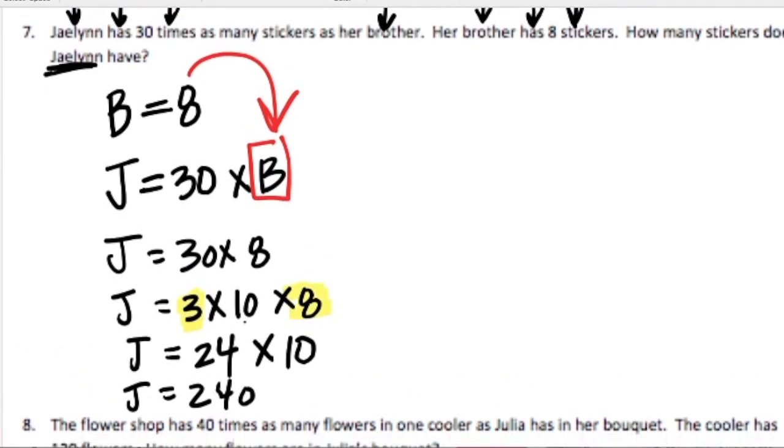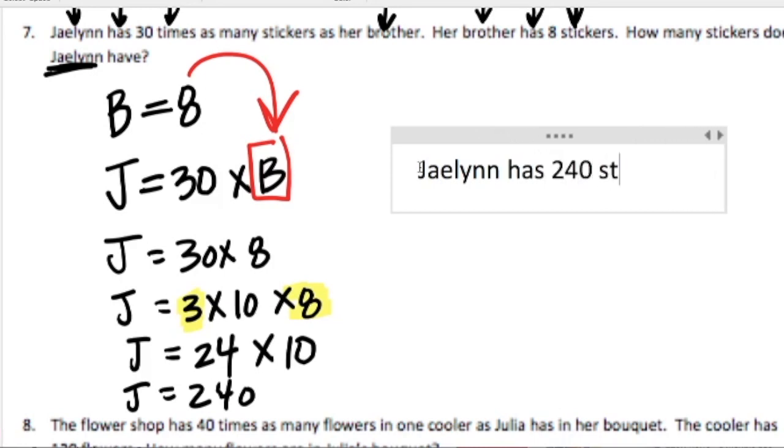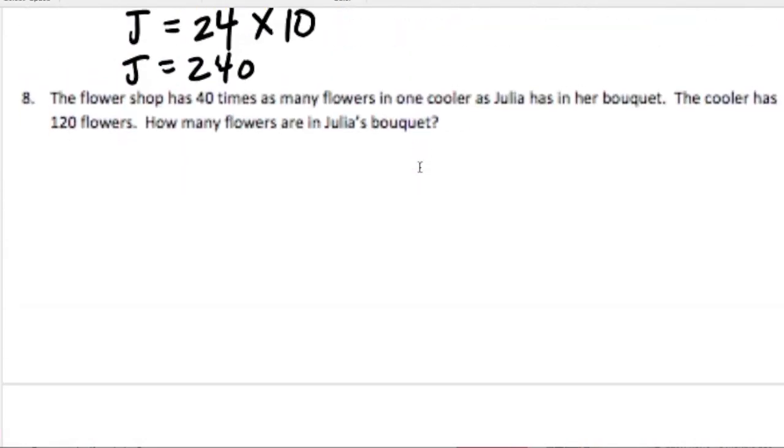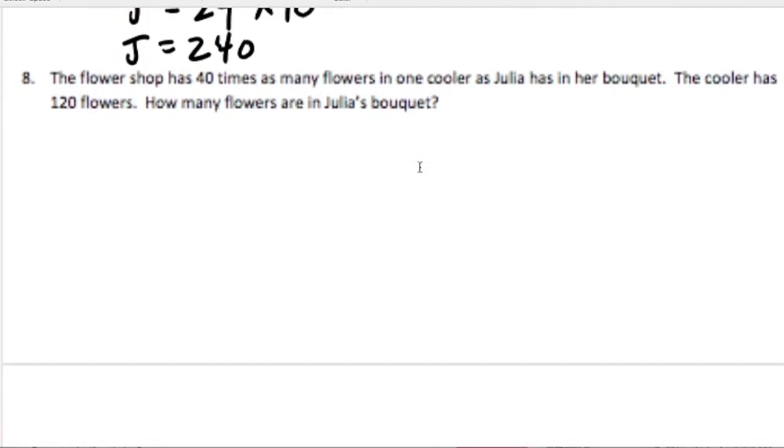So Jalen has 240 stickers. And we've answered the question. All right, for number 8. The flower shop has 40 times as many flowers in one cooler as Julia has in her bouquet. The cooler has 120 flowers. How many flowers are in Julia's bouquet?